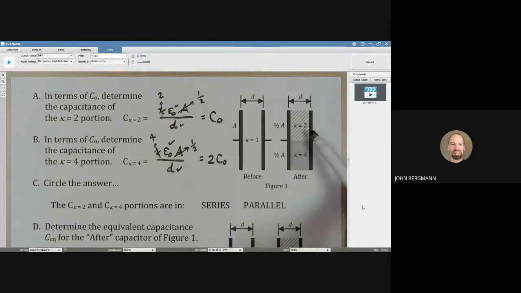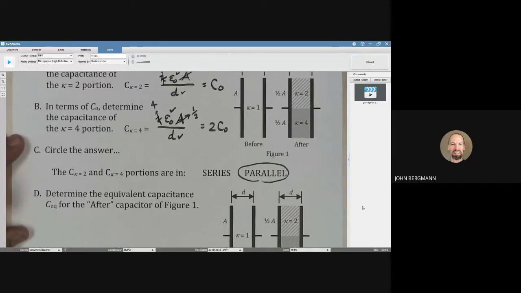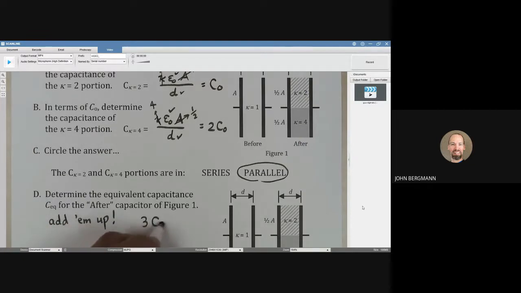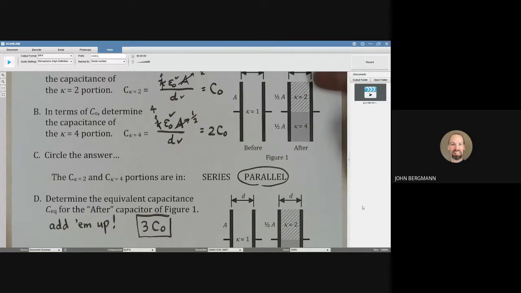You can think of these two regions as being two capacitors. And would those capacitors, look at the picture, would they be in series or would they be in parallel? They're in parallel with each other. So what's the equivalent capacitance? The equivalent capacitance of capacitors in parallel is just add them up. In this fashion, when we put a dielectric constant of K equals 2 in the top half and a dielectric constant of K equals 4 in the bottom half, the total capacitance of the new thing is going to be 3 times what it was.